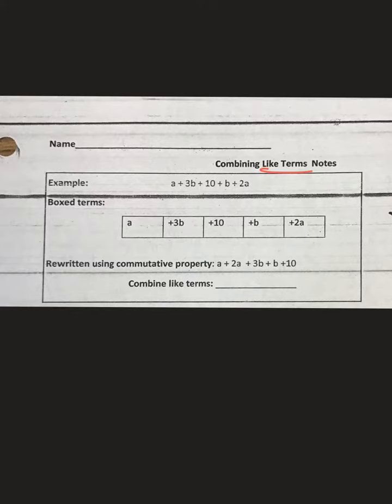The example says a plus 3b plus 10 plus b plus 2a. So what we're going to do is we're going to start from the back of our expression, and we're going to use the train method, and we're going to box the terms from the back forward, and we are going to include the sign that is to the left of the term, or in front of it, okay? This isn't very pretty, but down here it's done very nicely.